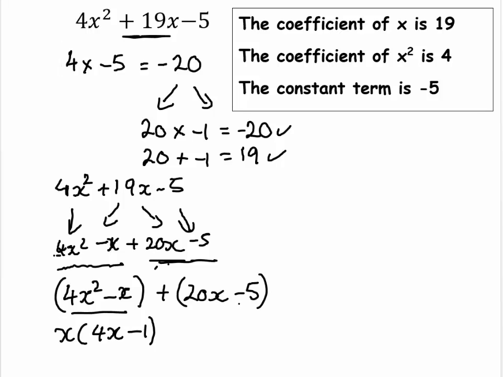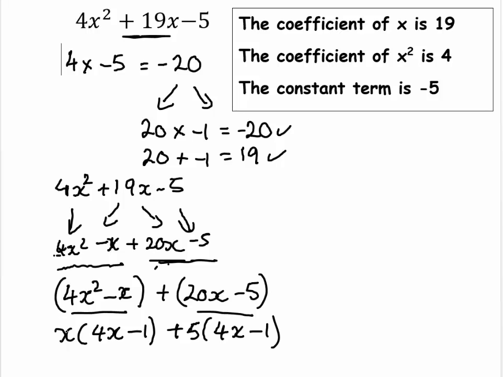You've got 20x minus 5 in this bracket. What's the highest common factor of 20 and 5? It's 5. So let's take that out. So it's going to be plus 5, open brackets, my mistake, 4 times, so it's going to be 4x minus 1. There you go.